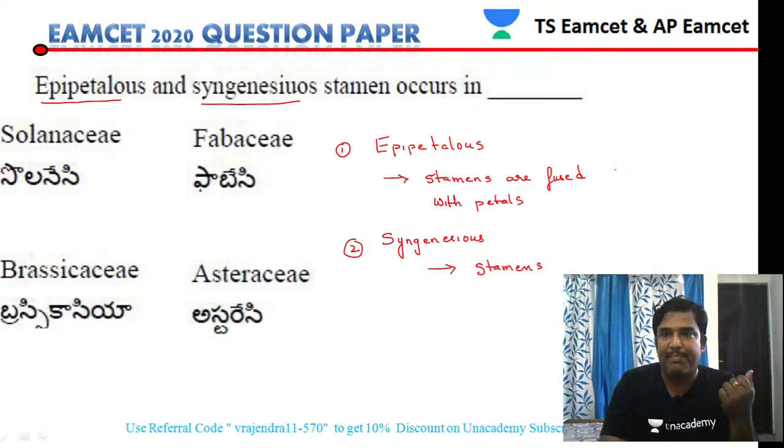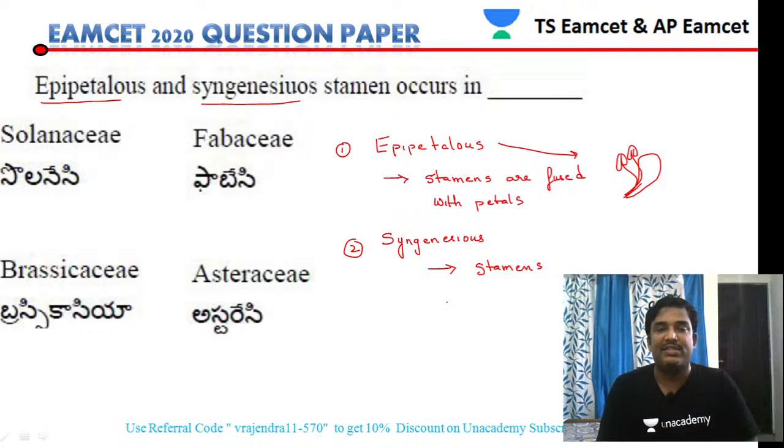If you see the epipetalous condition, for example, there is a petal like this. For example, this is a petal, and to that the stamen is fused. The stamen is fused like this. Such a condition is called epipetalous.